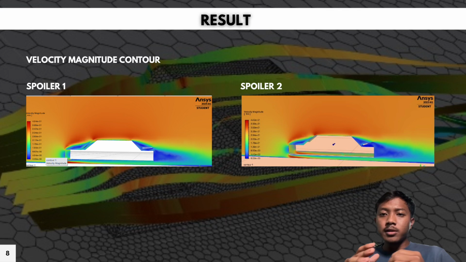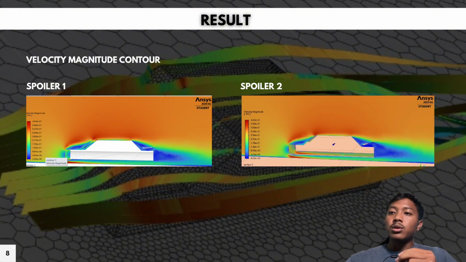For spoiler 1, we observe a large wake region behind the car, characterized by blue and green zones. This indicates a significant drop in air velocity, suggesting strong flow separation and high pressure drag. Additionally, the airflow does accelerate over the top surface of the car, but the spoiler design causes early detachment, forming a turbulence wake. This results in increased aerodynamic drag and less efficient airflow management.